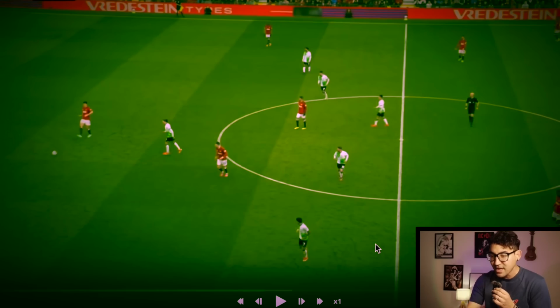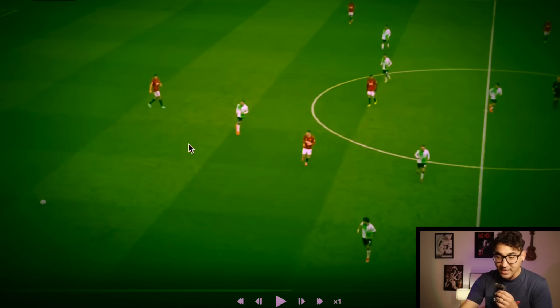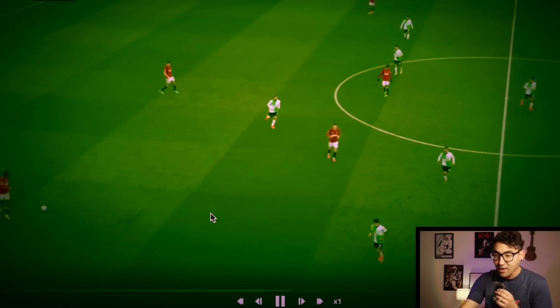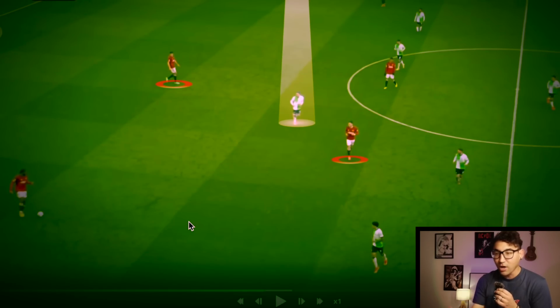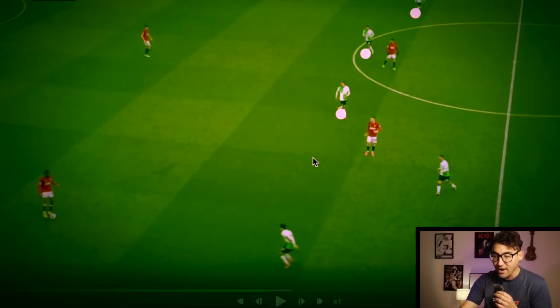So here, Darwin Núñez is actually very smart with how he presses in that he doesn't overcommit to Maguire, but he actually tries to stay between Diogo Dalot and Harry Maguire. And you can see here how he's not actually chasing Kambuala over there. Once Kambuala has the ball, Darwin Núñez is again positioning himself between Harry Maguire and Diogo Dalot.